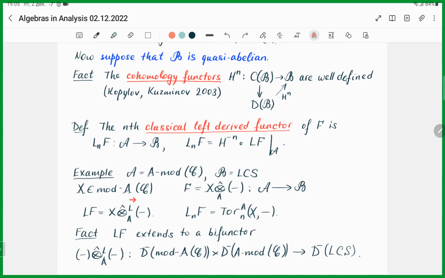Then for each right topological A-module X, we can consider the tensor product functor f, which acts from A to B. Since the category of right topological A-modules has enough projectives, we can form the total left-derived functor. And since B is quasi-abelian, we can consider the nth classical left-derived functor. It's immediate from the definition that this functor is nothing but the Tor functor, which was defined at the beginning of my talk.